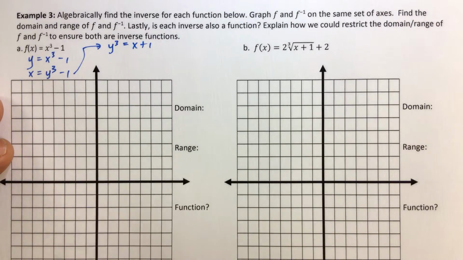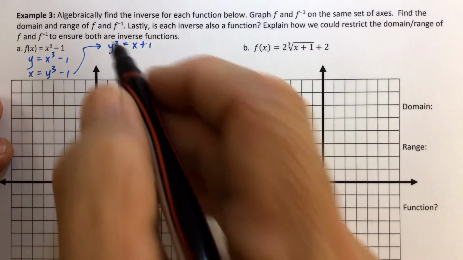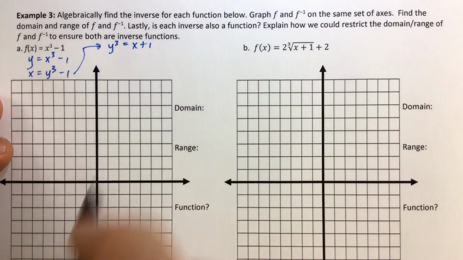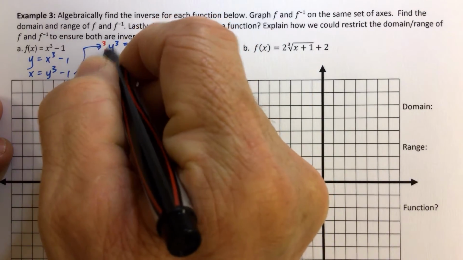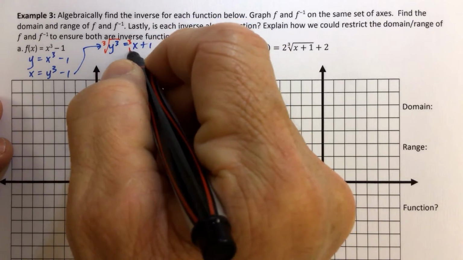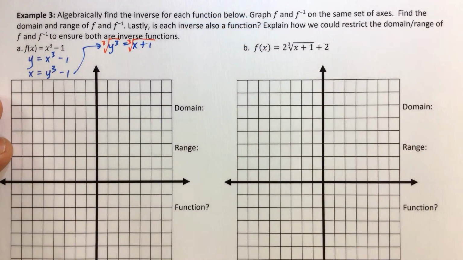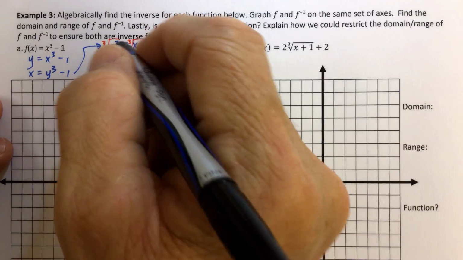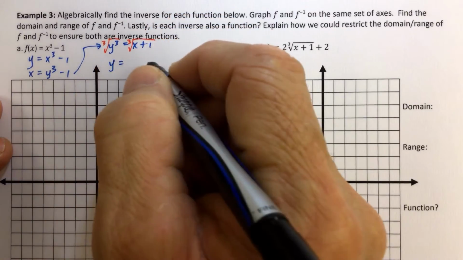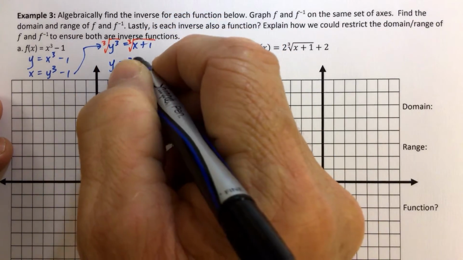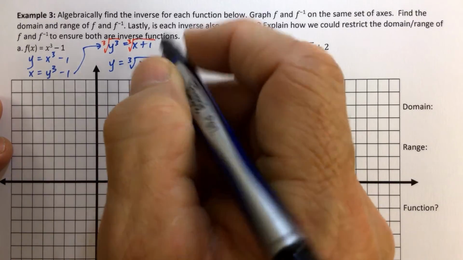So just the same way we undid all the other functions when we were solving for a variable, to undo y being taken to the third power, we take the cube root of both sides, and we get the cube root of y cubed. Well, that's y. The cube root of x plus 1 is the cube root of x plus 1.